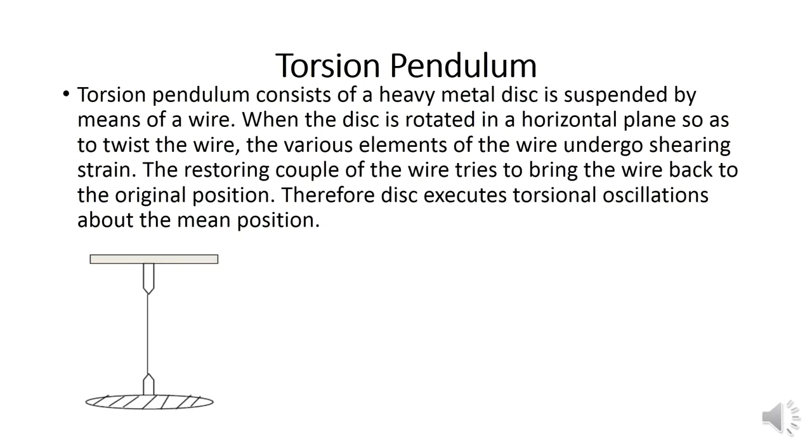When the disc is rotated in a horizontal plane so as to twist the wire, the various elements of the wire undergo shearing strain. The restoring couple of the wire tries to bring the wire back to the original position. Therefore, the disc executes torsional oscillations about the mean position.